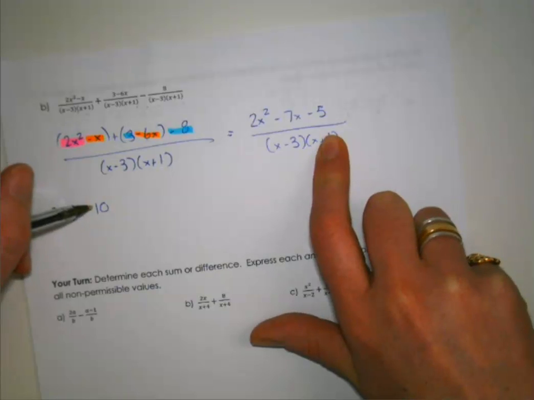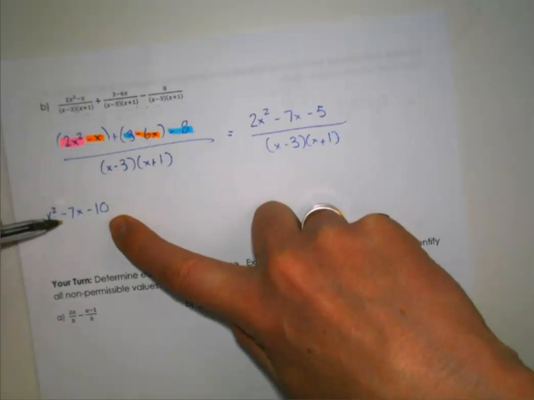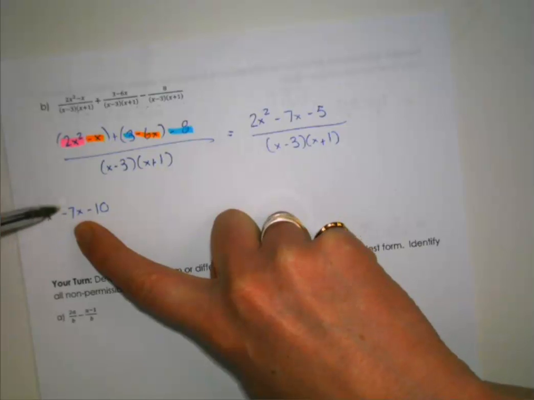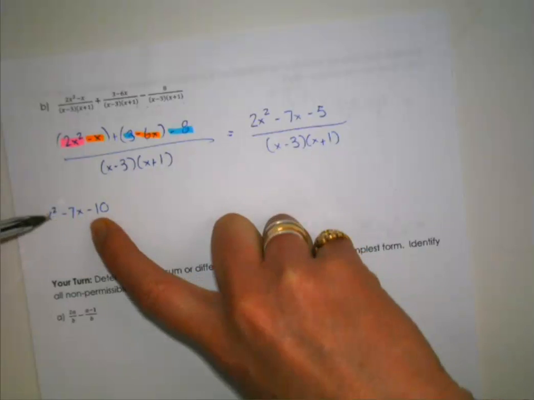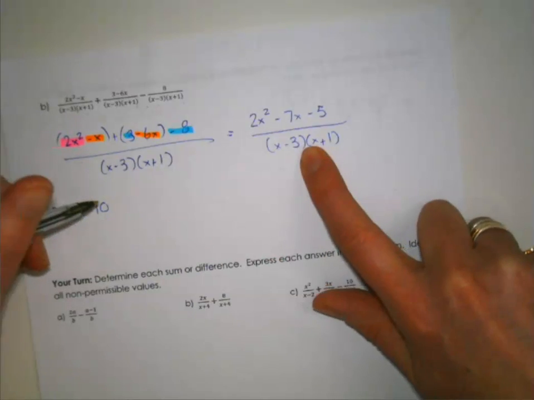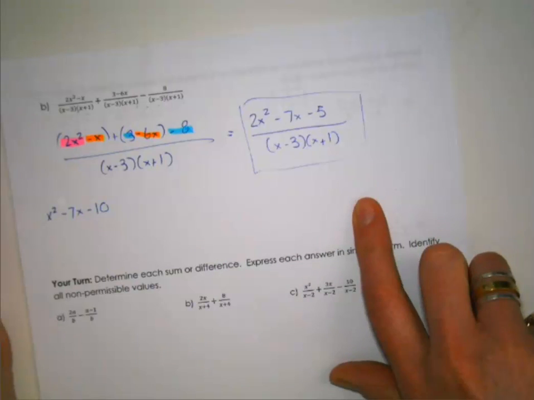5 and 2 don't actually work because in order to get to negative 10 you would need 1 positive and 1 negative, but we need it to add to negative 7, in which case you would need negative 5 and negative 2. So basically this isn't going to work in terms of factoring, so that means this is our most simplified version, so we can kind of leave that as is.